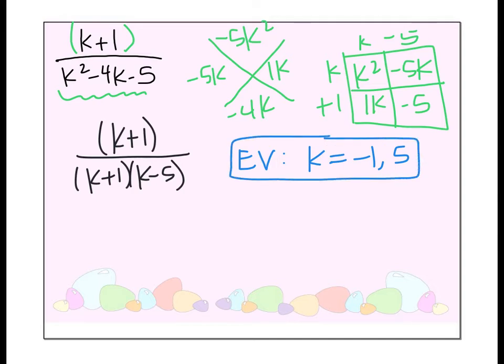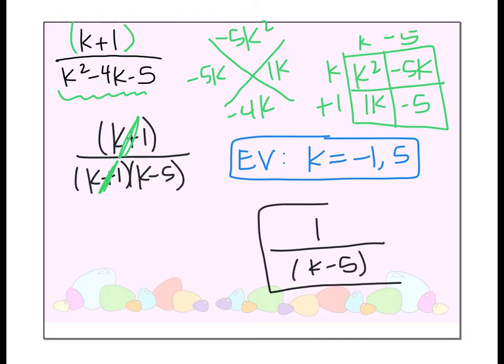And then I would go ahead and cancel out anything. So here I can cancel this k plus 1 with this k plus 1. In the bottom I still have k minus 5. And up top I don't have anything left, so we put a 1 there. 1 over k minus 5 is my simplified expression.